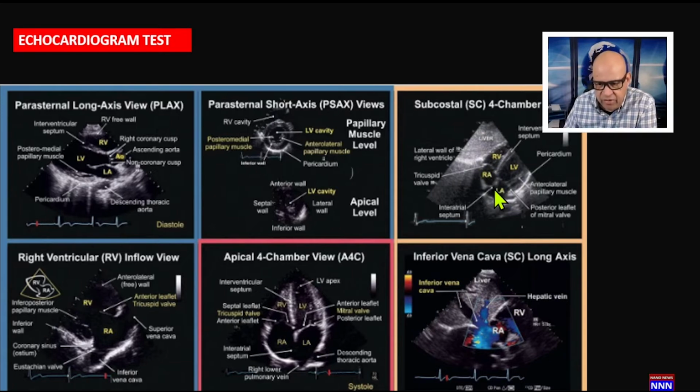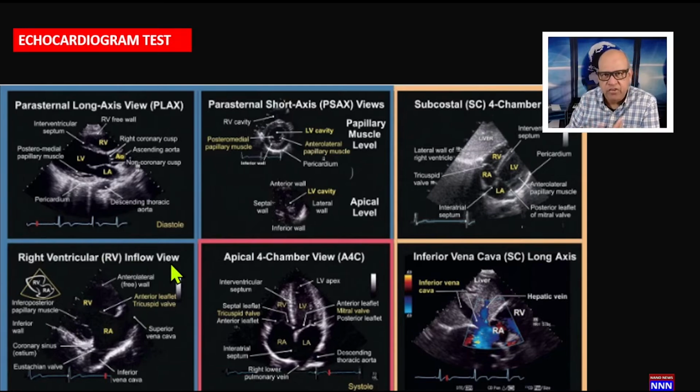One of the good things is we can use Doppler to look for any evidence of right to left or left to right shunt in this particular view. It is exceedingly useful in identifying the presence of atrial septal defects or the ventricular septal defects, and we can also detect the presence of left atrial myxoma or other structural abnormalities.